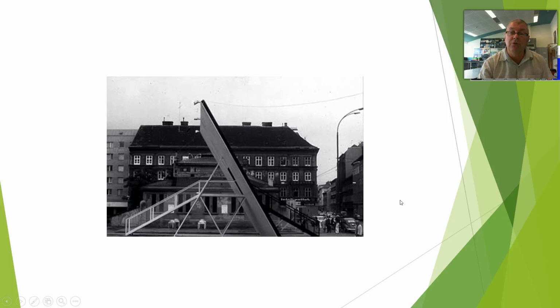And some people actually use inclined planes in art. This is an installation or a sculpture called Inclined Plane, and you get to walk up the stairs and go through the inclined plane and out the other side. That's art.